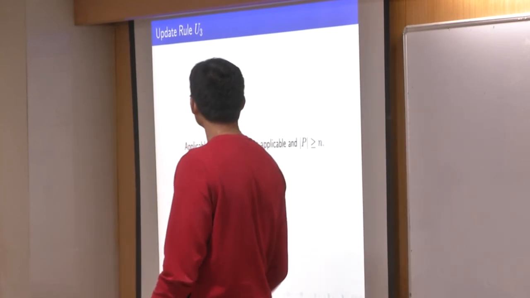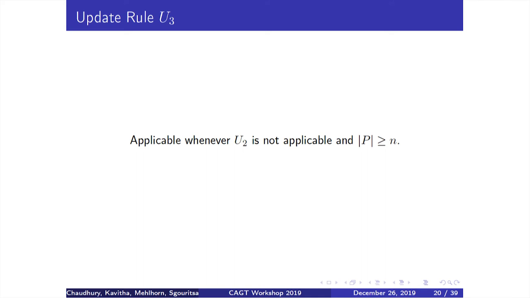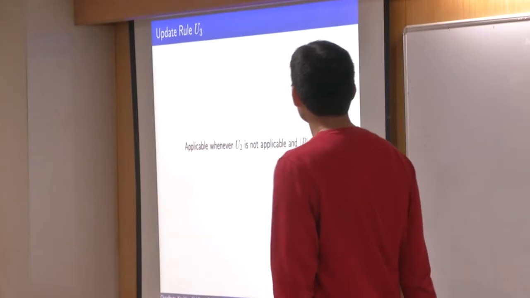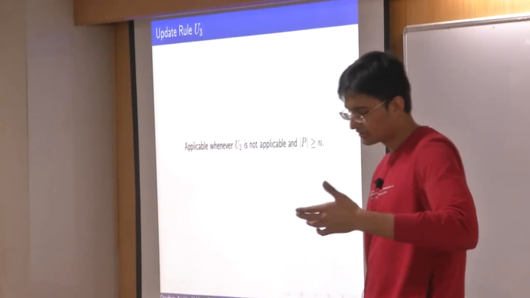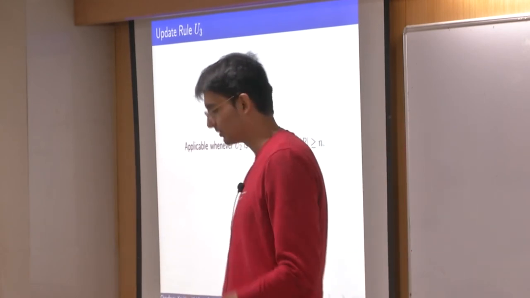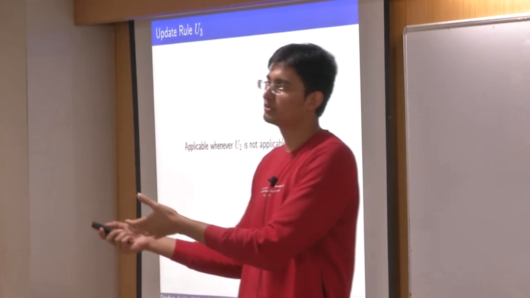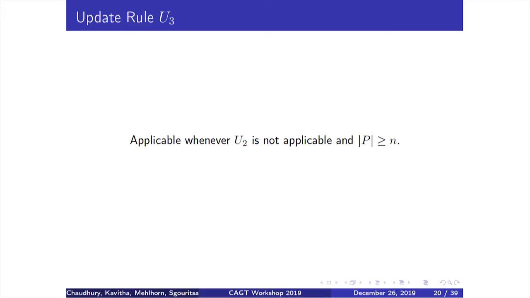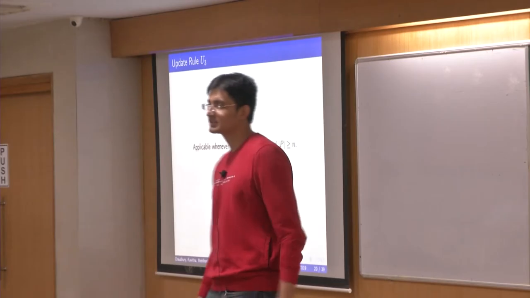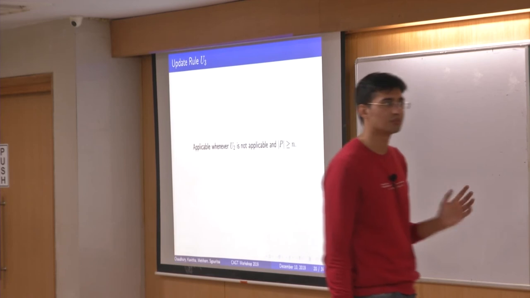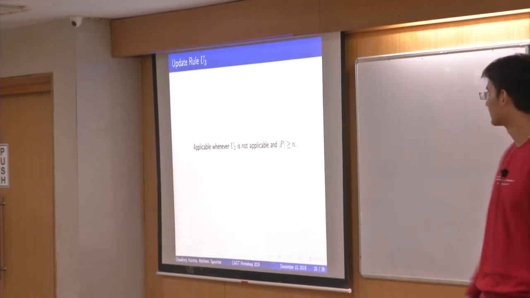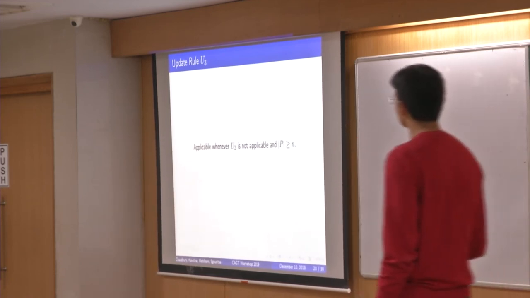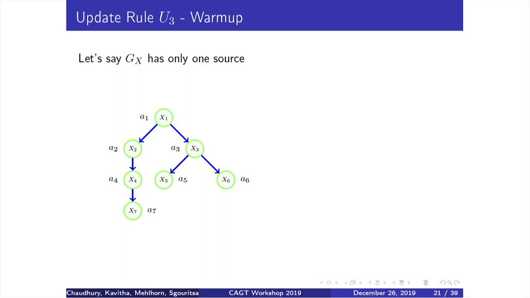Okay, so the next rule is the most complicated rule, and this is applicable whenever the rule that I just showed you is no longer applicable. That means if you take any good from the pool and allocate it to any agent, there would be red edges produced. So U2 is no longer applicable, and the size of the pool is larger than or equal to n. So as long as you have sufficiently many items in the pool, I can still make progress. So how does this go? Let me give you a warm-up. Let's start with a simple case where the envy graph has just a single source.